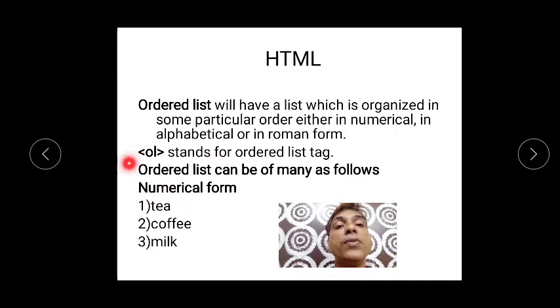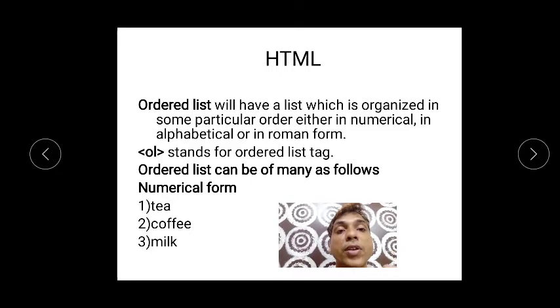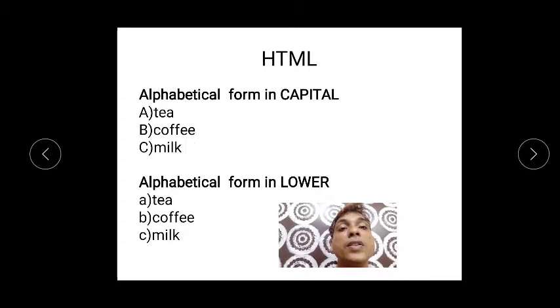Okay, numerical form. So in the numerical form, suppose your mom or your friend tells you to make a list. We can make a list in many forms. Suppose you want to buy something like tea, coffee, milk, or you can fill this data with anything. Suppose you want to buy these, so we'll make a list. So this is known as numerical form. Okay, now let's take another slide.